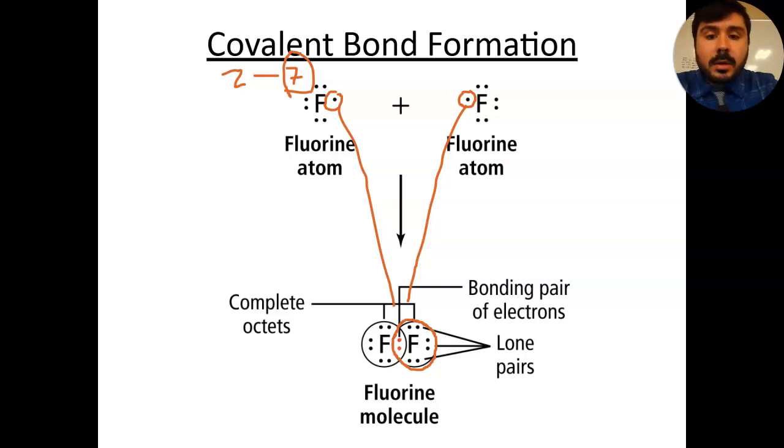So if I count 1, 2, coming from the sharing, 3, 4, 5, 6, 7, and 8. And look at that, both fluorine atoms have exactly 8 valence electrons centered around them, 6 of them not being shared, 2 of them being shared, right? So accounting for a total of 8.